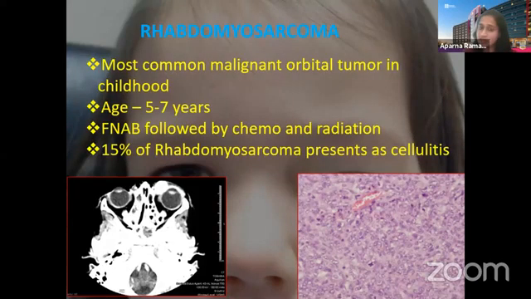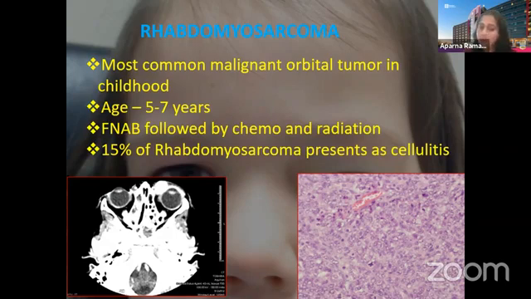This is a child that presented with inflammation of the eyelid and was initially treated as an orbital cellulitis, but was actually a rhabdomyosarcoma. And actually 15% of rhabdomyosarcomas present as cellulitis. The other common presentation is that they have a trauma and then they have this mass appearing. So you think it's trauma related, but it's actually a rhabdomyosarcoma.